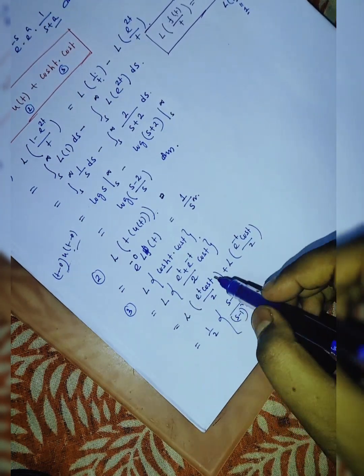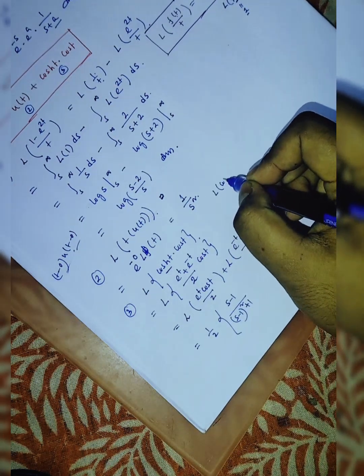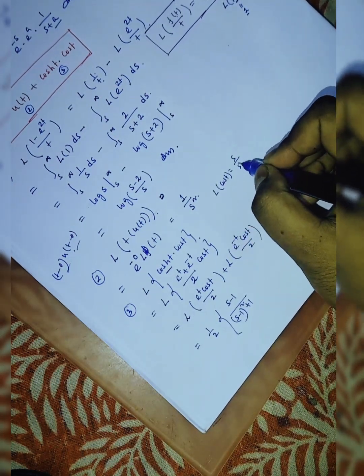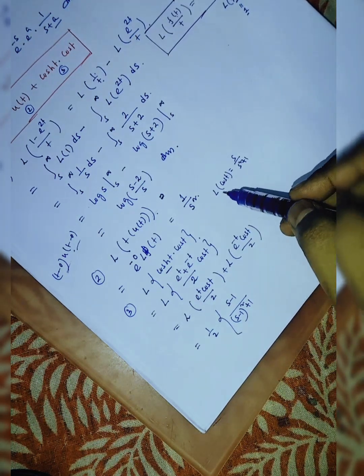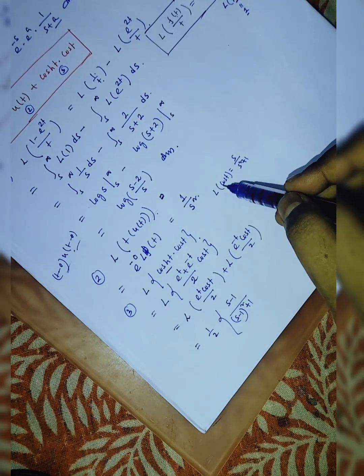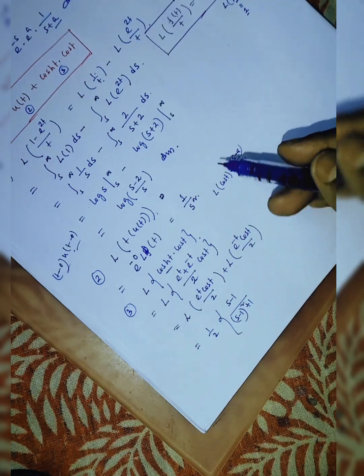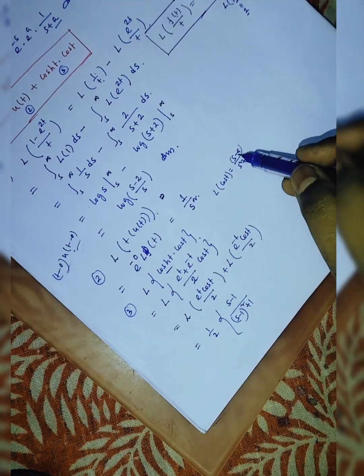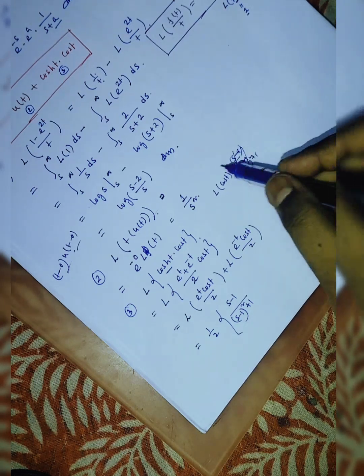Why s minus 1? Because L of cos t equals s by s square plus 1, and I have already said in my previous lecture that if I need to use the first shifting theorem, and here cos t is multiplied by an exponential term, then s will be replaced by s minus a. If there is e to the power minus t, then s will be replaced by s plus 1. So here it will be s minus a whole square plus 1. So this is the first shifting theorem actually.